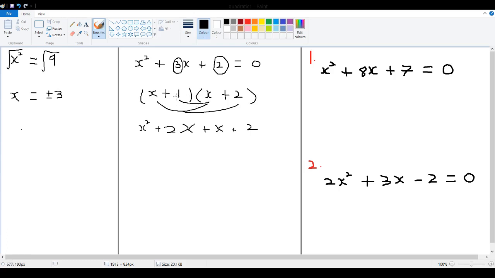So all you want to do is look at the number on the end, and you want to find numbers that multiply to give that number, and you also want those same numbers to add to give the number in front of the x here, which in this case was 3. I hope that makes sense.